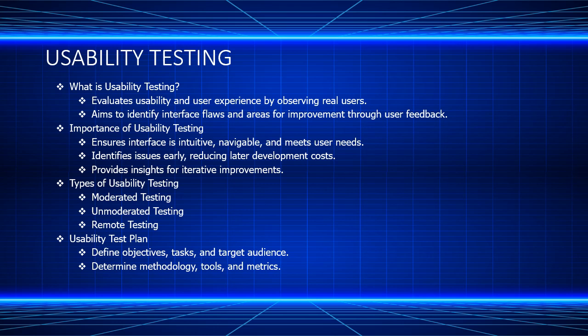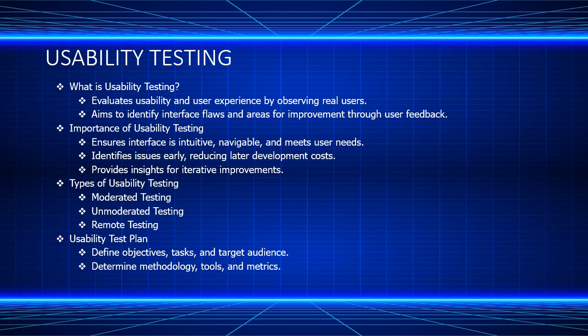Types of usability testing. Moderated testing, conducted in a controlled setting with a facilitator guiding users through predefined tasks and scenarios. Unmoderated testing, users autonomously navigate the application, providing feedback asynchronously through surveys or forms. Remote testing, users engage in usability testing remotely, widening the participant pool, diversifying feedback.